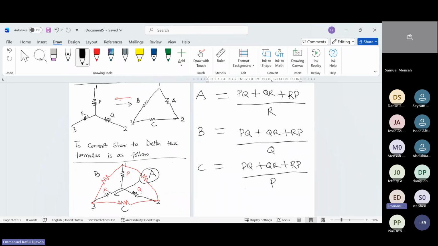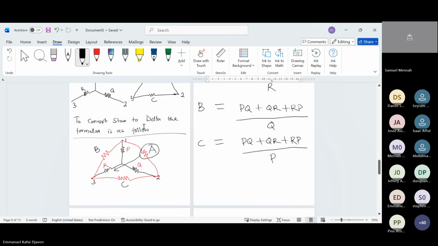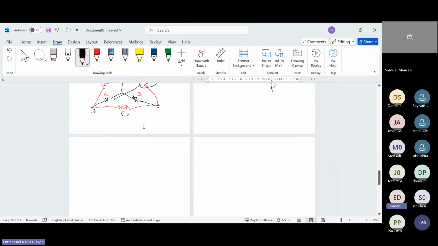You're welcome. Okay, so as you can see, this formula is what you are going to use for the transformation of any network given to you in star into a delta connection. Are you there? Can you hear me? Yes, sir. Okay, now let's look at an example.